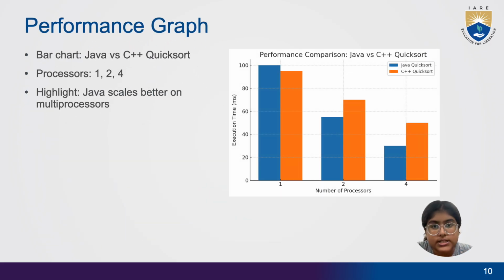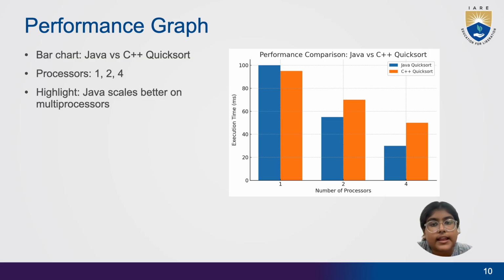Here is the performance comparison. If we look at the bar chart above, on a single processor, Java and C++ show very similar performances. But as soon as we move to two processors, Java pulls slightly ahead. And by the time we reach four processors, Java QuickSort is clearly faster than C++. This graph illustrates the unexpected speedup visually.